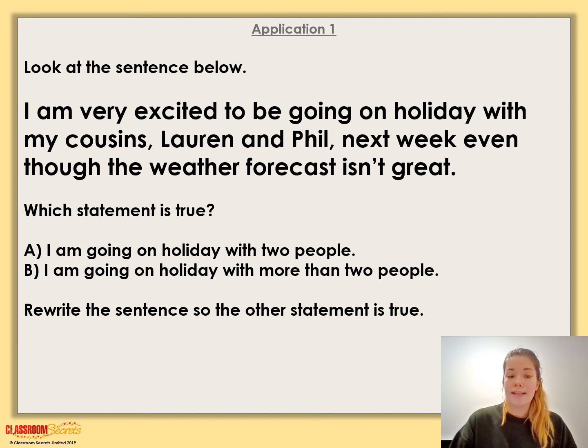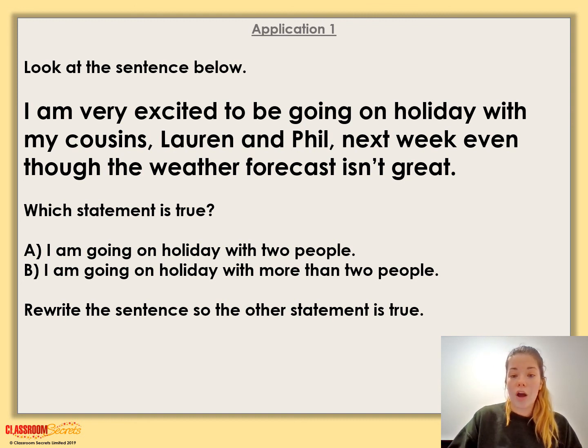Okay, so having a look at the sentence below then. I am very excited to be going on holiday with my cousins, comma, Lauren and Phil, comma, next week, even though the weather forecast isn't great. Now, which statement is true based on the sentence we've just read? I am going on holiday with 2 people. I am going on holiday with more than 2 people.